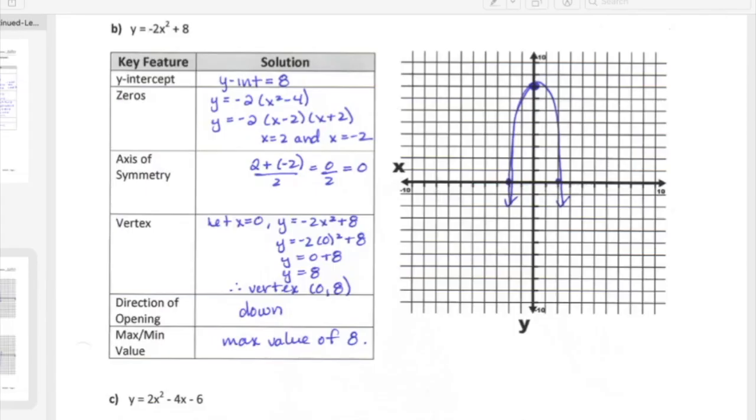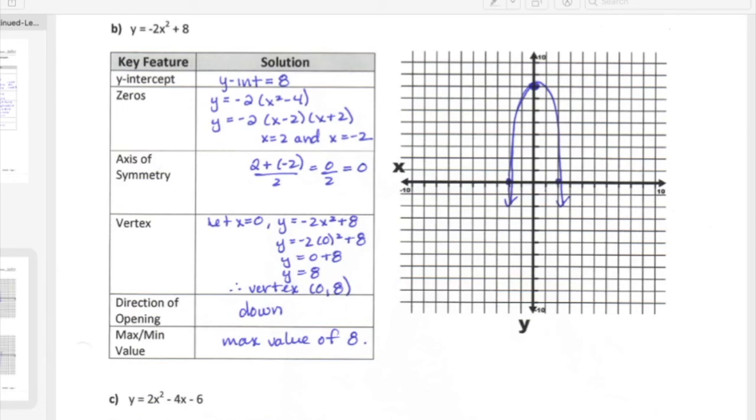The vertex, remember, I'm going to take whatever my axis of symmetry was, that 0 that we ended up with, and we're going to plug that in for x in the equation. So let x equal 0, and we plug this back into our original equation, so all my x's become zeros. So I end up with y equals negative 2 times 0 squared plus 8. Well, 0 squared is 0, and 0 times negative 2 is 0. So I end up with 0 plus 8. So y equals 8. That means my vertex, the highest point of this parabola, is at (0, 8).